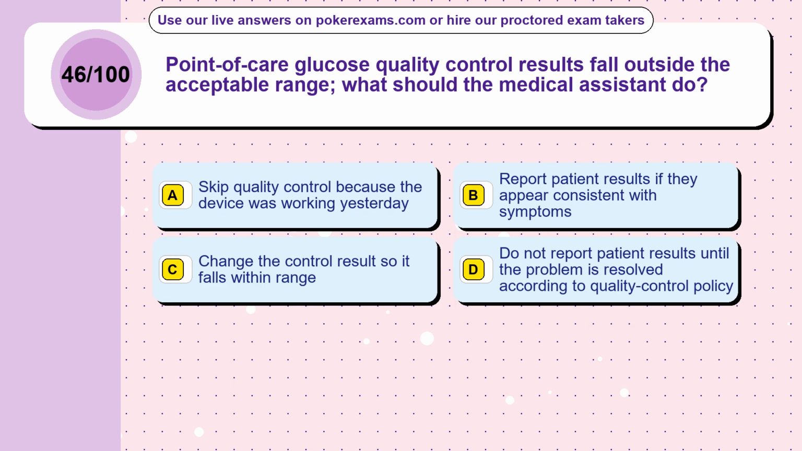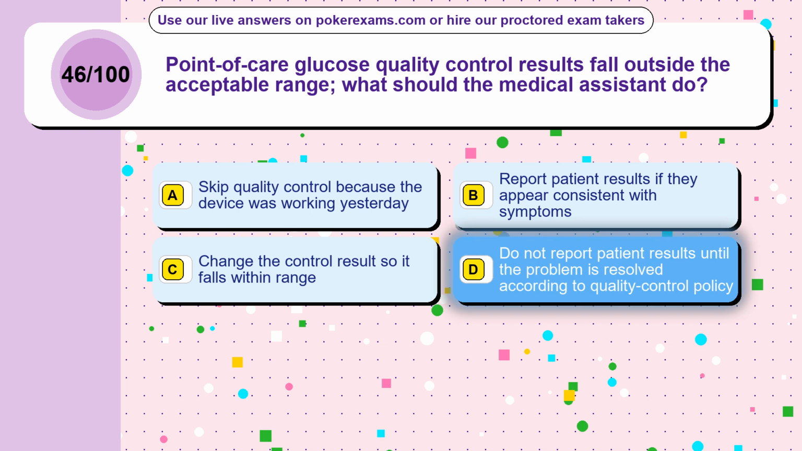Question 46. Point-of-care glucose quality control results fall outside the acceptable range. What should the medical assistant do? Option A. Skip quality control because the device was working yesterday. Option B. Report patient results if they appear consistent with symptoms. Option C. Change the control results so it falls within range. Option D. Do not report patient results until the problem is resolved according to quality control policy.